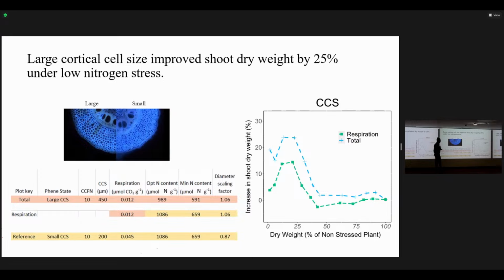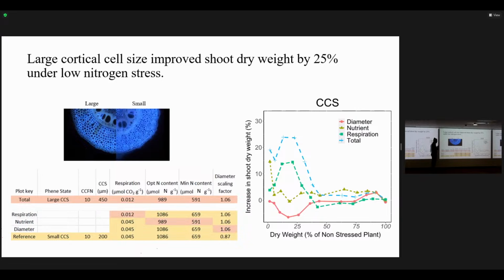Doing the same for respiration, we observe around 15% benefit, and for nutrient content, around 5% benefit. However, for diameter, when you increase the size of the cortical cells, you also increase the diameter. And as I was discussing before, increasing the diameter of the root increases the cost in general, and will not help the plant in a stress condition. So when we look at the effect of diameter for cortical cell size, we see that the effect is actually not helping the plant.